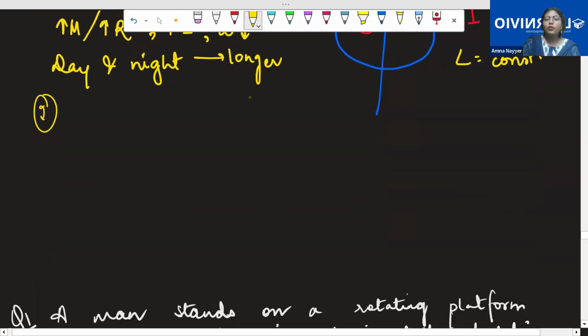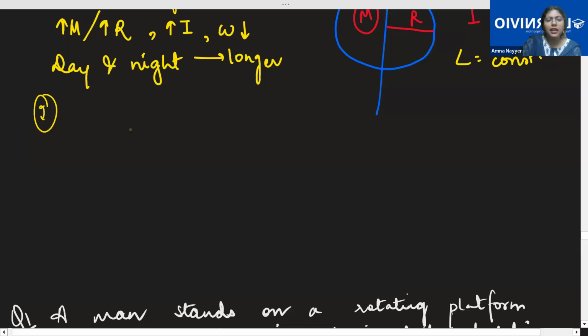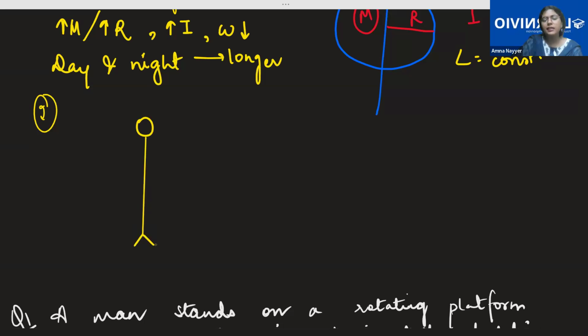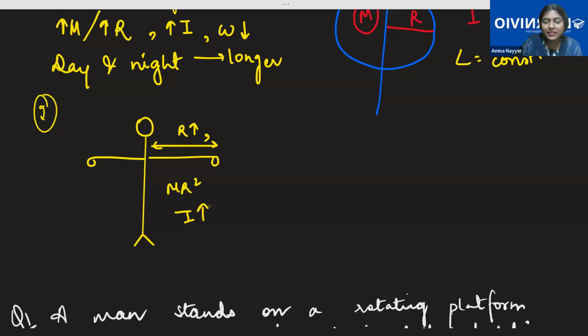One more example that is helpful for the numericals is ballet dancers. So what do ballet dancers do? When they are dancing, they have this rotating frame on which they dance. First, they have their arms spread out for dancing. So what happens if this is there? The radius increases, so mr square, that is moment of inertia, will increase. So moment of inertia increases, angular velocity decreases.